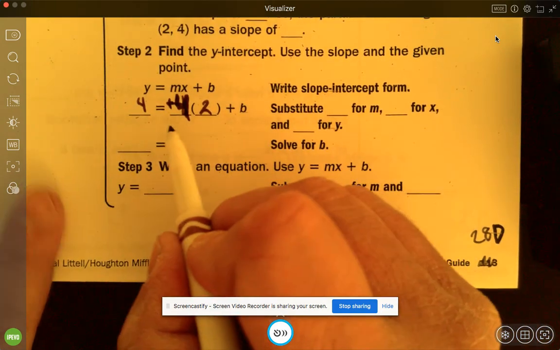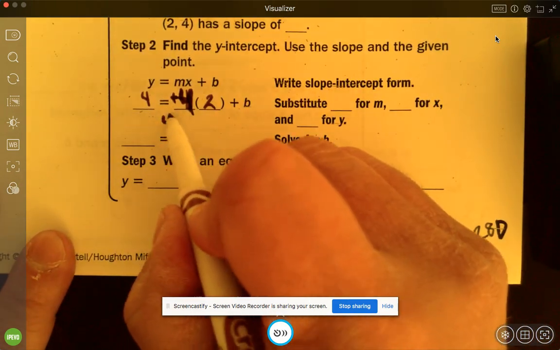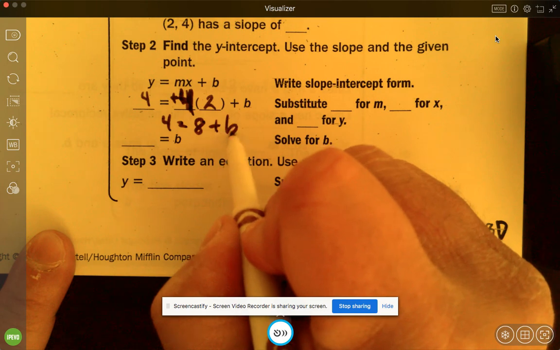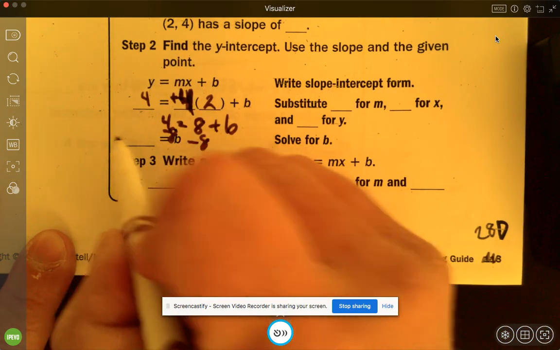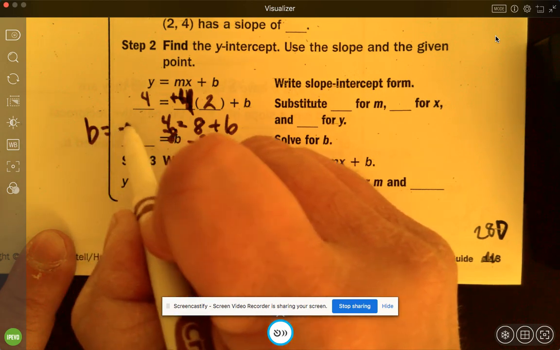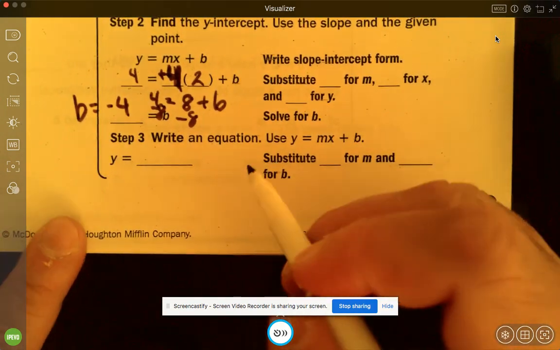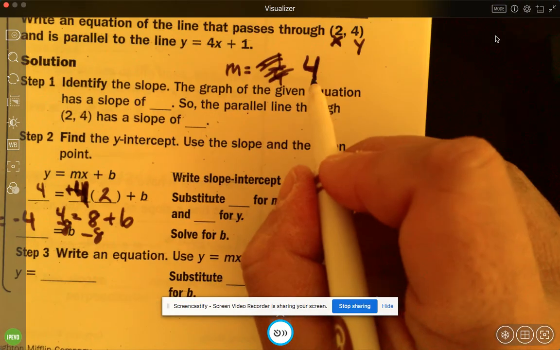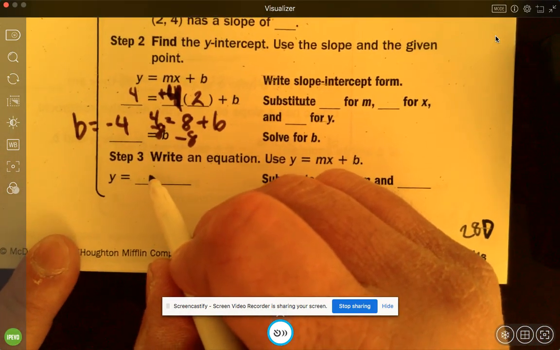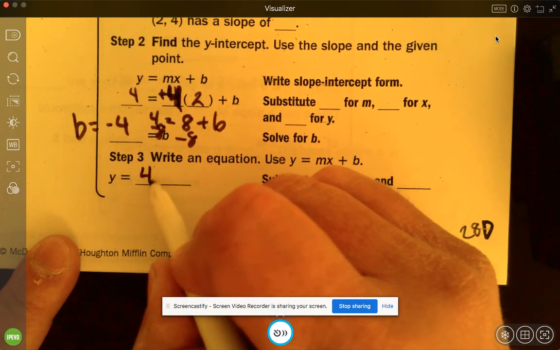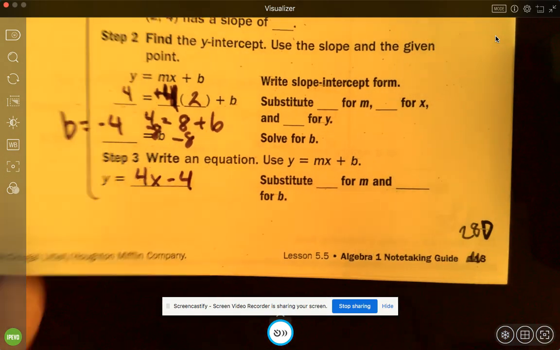So now I can solve for b, and you get 4 equals 8 plus b, minus 8 on both sides. You're left with b is negative 4. So then at the bottom here, you can write the entire equation. m is 4, b is negative 4, so you get y equals 4x minus 4.